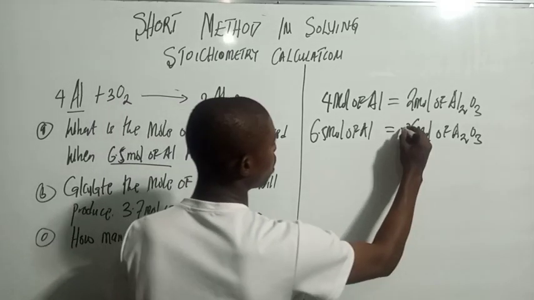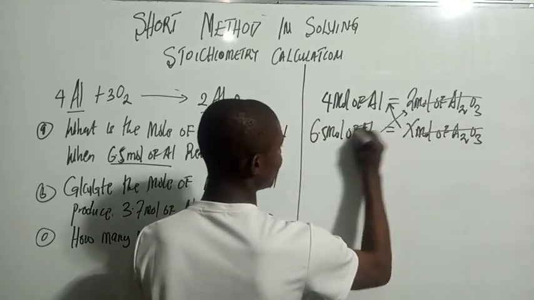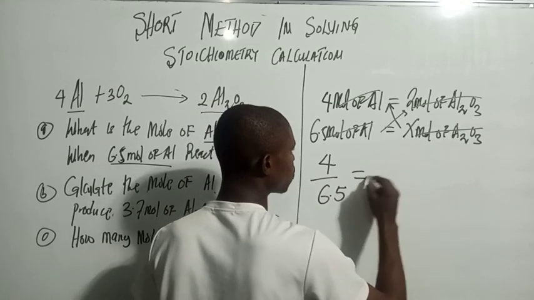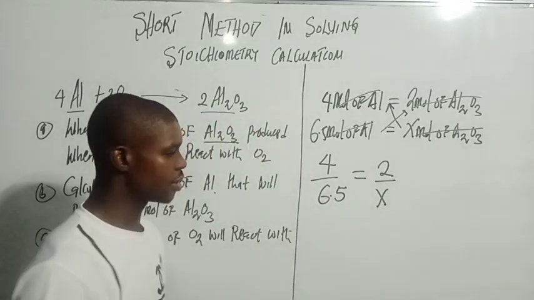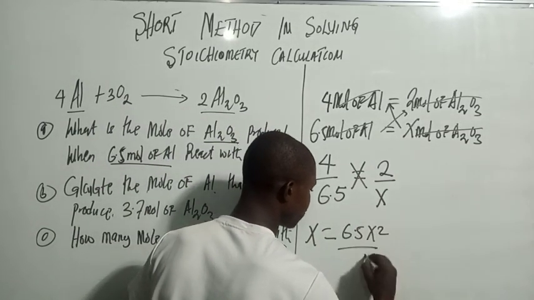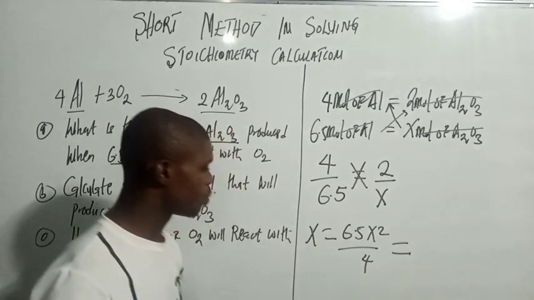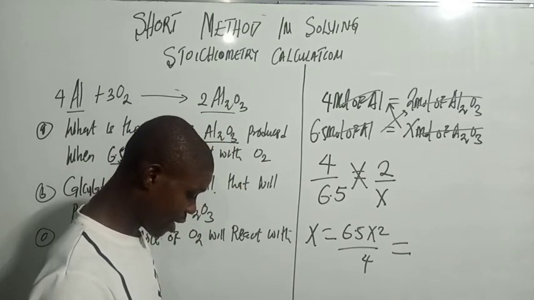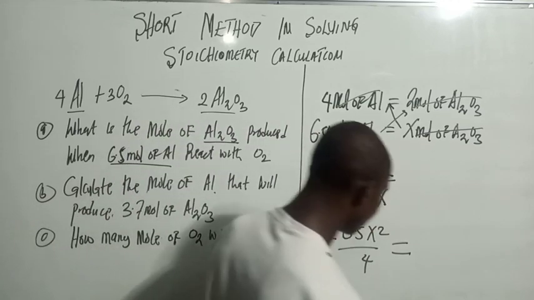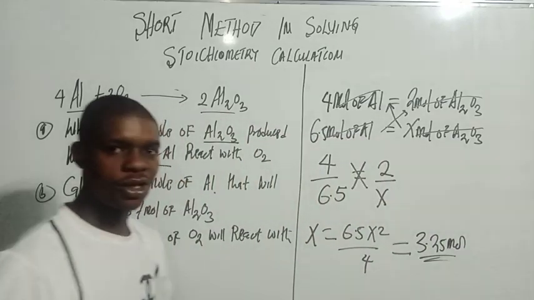So what I want to do here, you are going to cross multiply. Understand that this will cancel out this, and this will cancel out this one here. So what I'm left with is 4 over 6.5 equals 2 over x. So when you cross multiply, x equals 6.5 times 2 over 4. What you want to do here is use your calculator to punch in the value and get your answer. Here we have 6.5 times 2 divided by 4. We have 3.25 moles. That is the answer. You can see how easy it is.